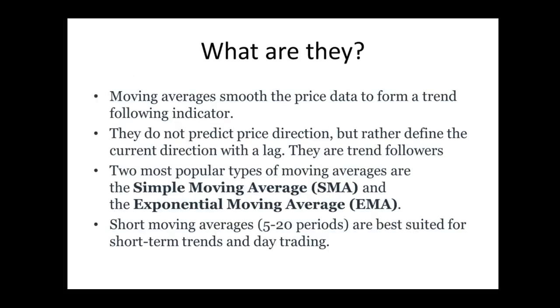So what are exponential moving averages? They're a line on a chart that smooths out the price data, and it forms a trend following indicator. They don't predict direction, but they define the current direction with a lag. So they are trend followers. There's two main types, simple moving average, SMA, and exponential moving average, EMA. And I use EMAs because they're much quicker to react. And normally I use a 5 period and a 15 period, which are best suited for what we do, and that's day trading.